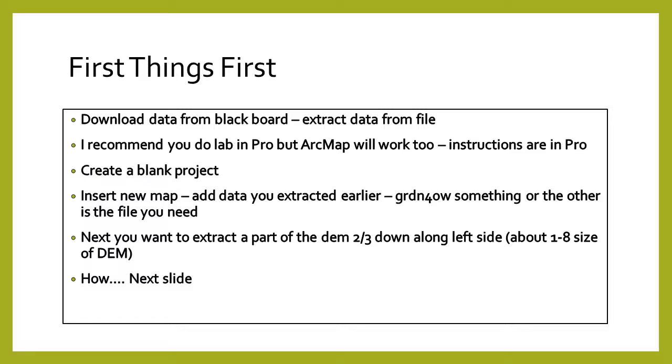Now, once you've added that in, what you need to do is extract part of it because it's just too much there. So if you look along the left edge, about 2/3 of the way down, pick an area no more than 1/8 of the size of the entire DEM. Smaller is better. At 1/8 or so, it should be relatively easy to do, but once you start calculating the flow accumulation, if it takes more than 4 or 5 minutes for the calculation to run, then you need to stop, go back, and extract a smaller area. So how do you do this? Well, we'll talk about it on the next slide.